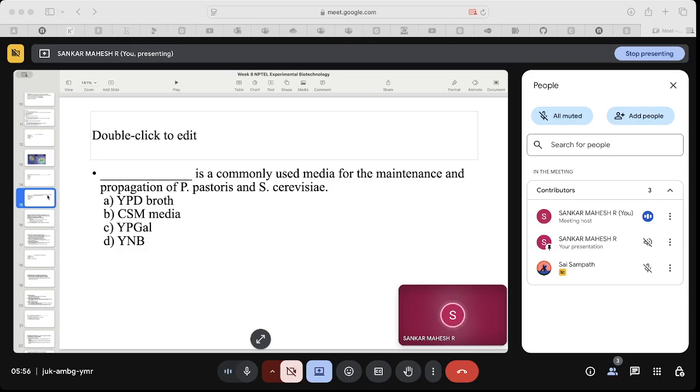Dash is a commonly used media for the maintenance and propagation of Pichia pastoris and Saccharomyces cerevisiae. And we have four options: YPD broth, CSM media, YP gal, YNB. So here again, we can take a couple of minutes to think about this. We'll start by eliminating the wrong options here. If you know of any incorrect options, you can start with that and justify why that option will be incorrect. That way, we'll go through all the options.